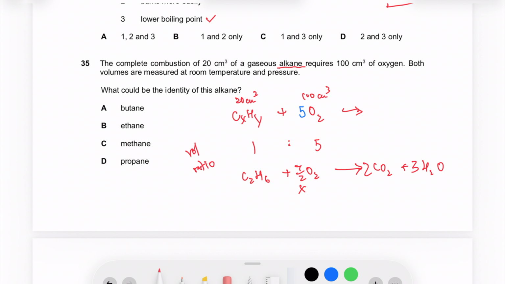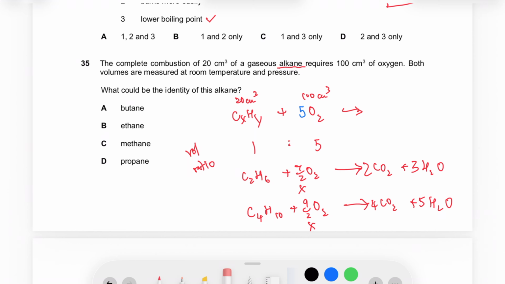Okay, so let's try again. Let's try one more at the bottom. Let's try butane, C4H10 plus O2. You get CO2 plus H2O. So for carbon 5, 9/2. Yep, okay, so it is wrong as well. It's because you are looking for exactly 5.